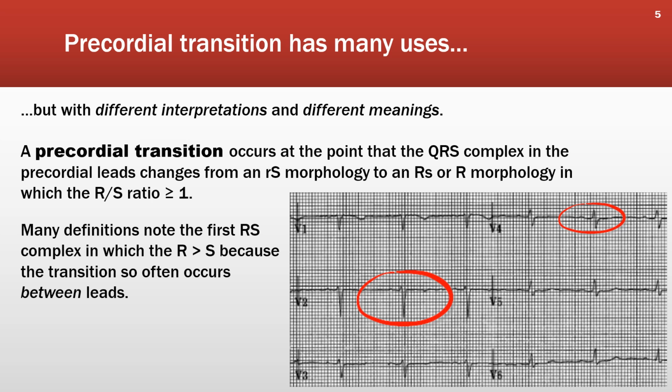Now, many definitions note the first large R, large S complex in which the R is greater than the S, because the transition so often occurs between leads. Now, I want you to note that the change is from a small r, large S to a large R, small s, not the opposite. The change is going from a predominantly negative morphology to a predominantly positive morphology.